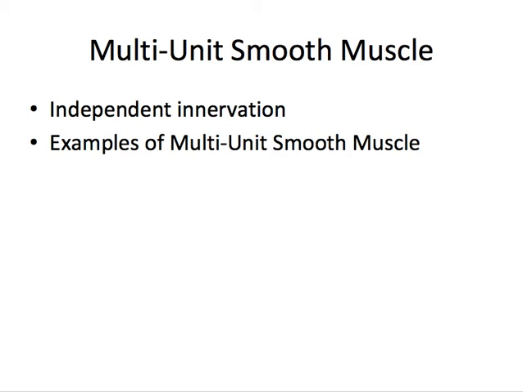Multi unit smooth muscle is made up of discrete, meaning individually distinct, separate smooth muscle fibers. Each muscle fiber is covered by a glycoprotein layer, and each fiber operates independently of the others and is innervated by a single nerve ending.